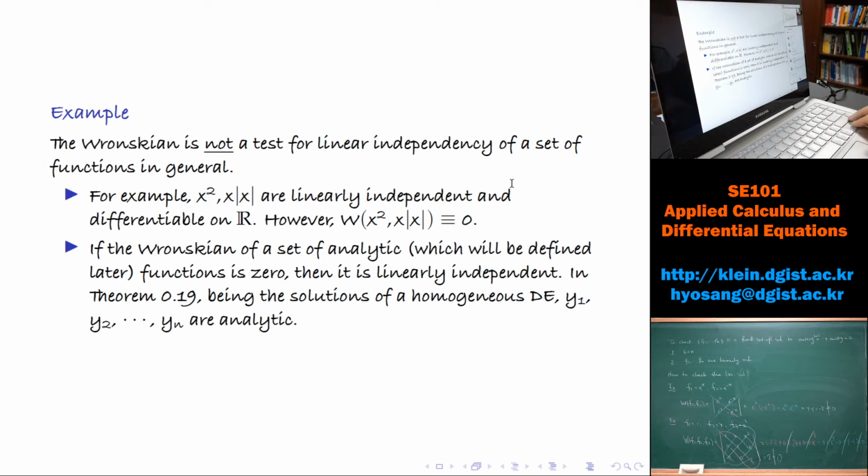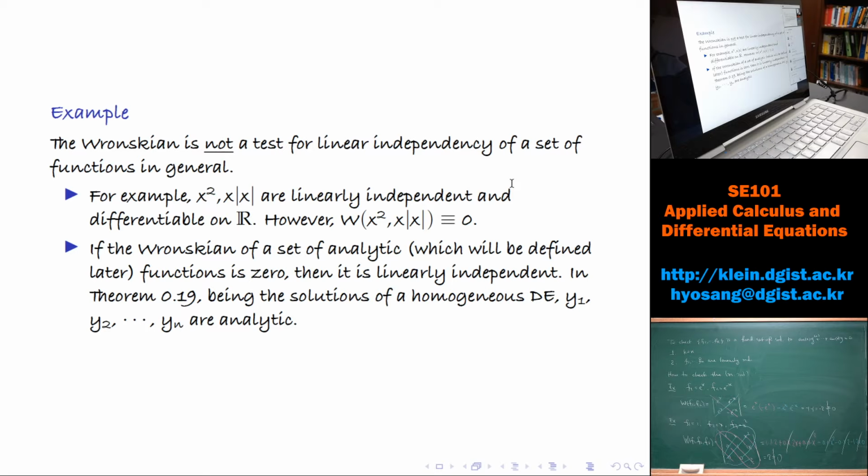Okay. So this is the last one that I want to emphasize. Here's an example. We have x squared and x times the absolute value of x. So first question is, are these functions linearly independent? The answer is yes. x squared and x times the absolute value of x are linearly independent on the interval of the entire real line.